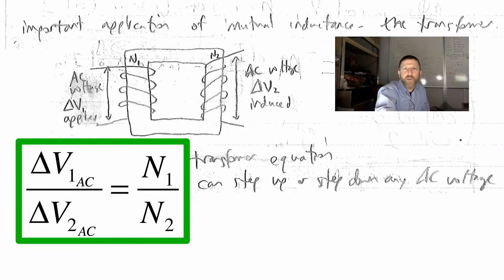Now, one important application of this is the transformer. Every single one of you uses a transformer every single day. That is, if you charge your phone or your computer or your Chromebook. What is the transformer that you're using with those devices? What does that look like? The box. It's that little box that you plug into the wall.